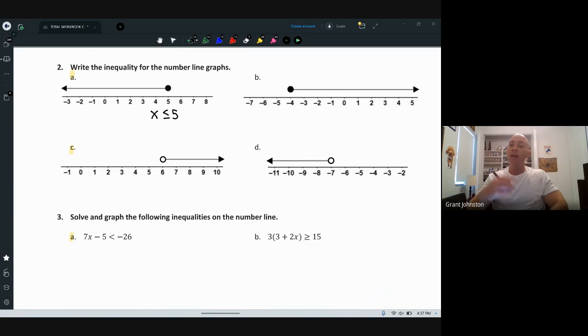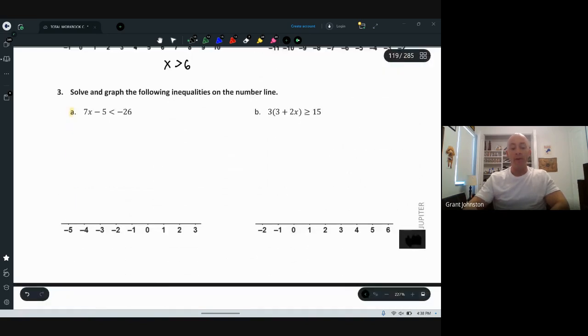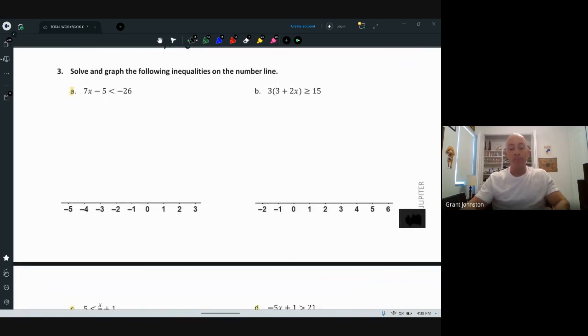And then C, it's going to the right. That line is going to all the numbers greater than 6, and it's an open circle, so we're not including 6. So I'm going to say x is greater than 6, not equal to. Number 3 says solve and graph the following inequalities on the number line. You solve these inequalities just like you'd solve a regular equation.